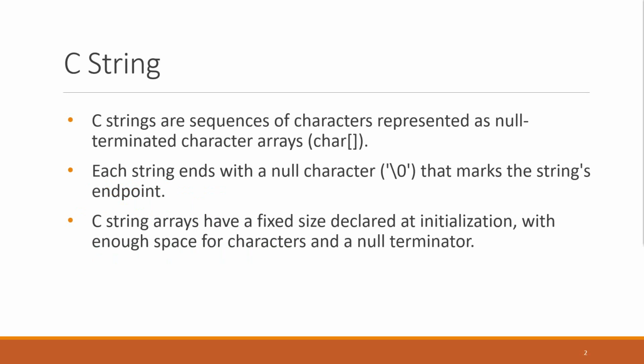C-strings are sequences of characters represented as null-terminated character arrays. Each string ends with a null character, \0, that marks the string's endpoint. C-string arrays have a fixed size declared at initialization, with enough space for characters and a null terminator.